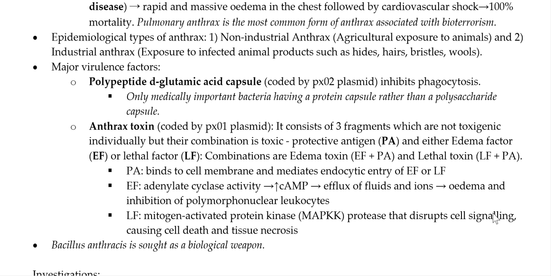And LF, that is lethal factor, is basically a mitogen activated protein kinase, and it will inhibit or disrupt the cell signaling, which may result in cell death and tissue necrosis. And that's how the anthrax toxin works. And Bacillus anthracis is a very dangerous bacteria because its spores can be used as biological weapons. And we have seen in the past also various attacks caused by the anthrax spores.